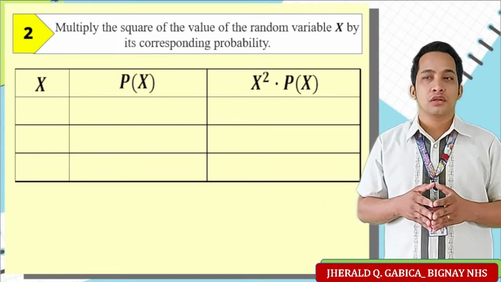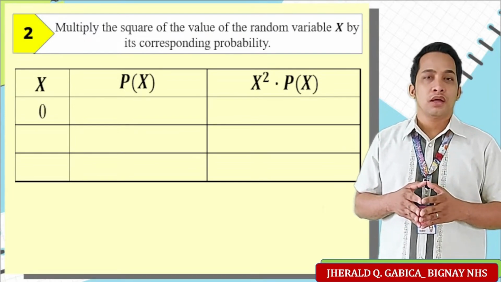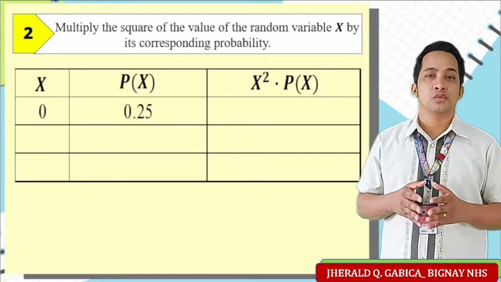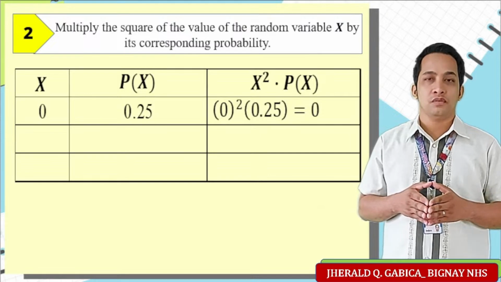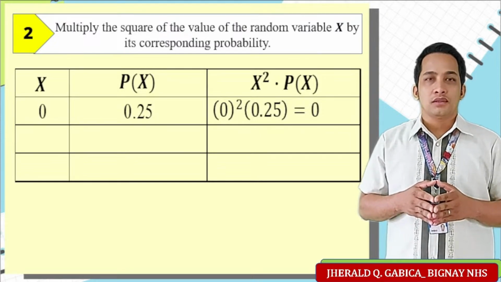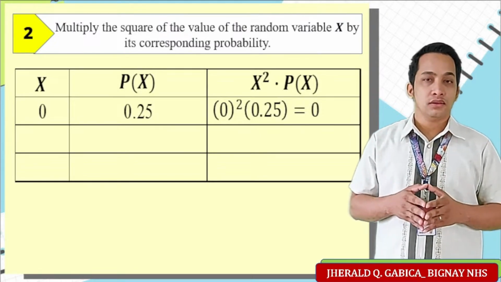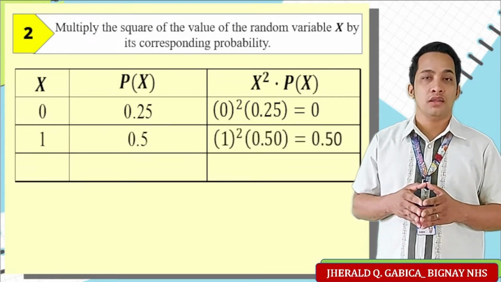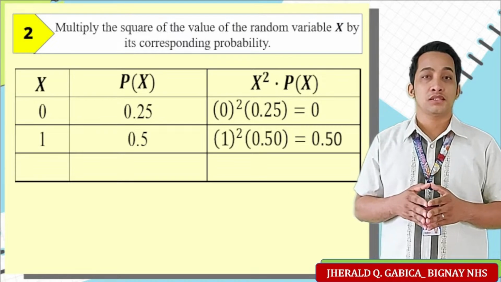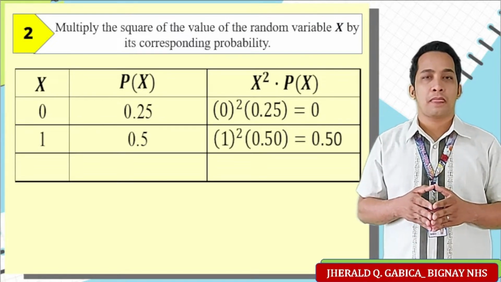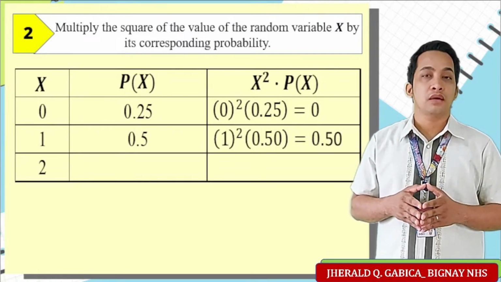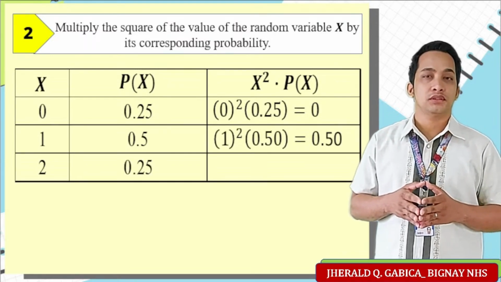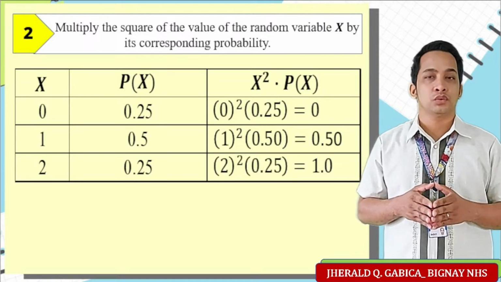So our first row is 0 times 0.25. So the product is 0 squared times 0.25 is equal to 0. Next is 1 times 0.5. So 1 squared is 1 times 0.5. That is equal to 0.5. And we have 2 times 0.25. So 2 squared times 0.25 is equal to 1.